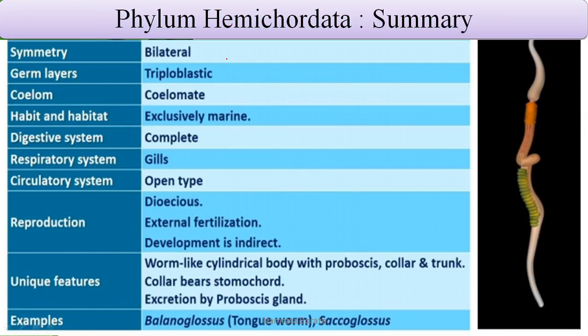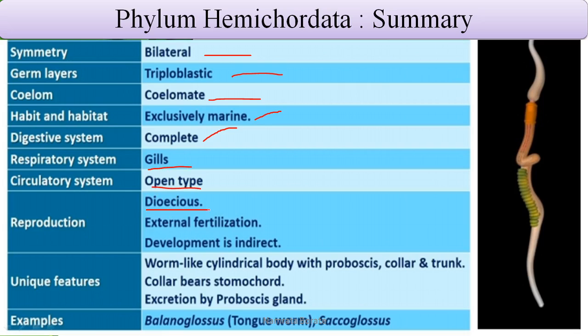What about the significant characteristics of all, that's a summary of the phylum Hemichordata? The organisms show bilateral symmetry. These organisms show three germ layers, that's triploblastic. There is a presence of a true body cavity, that's coelomate. They are exclusively marine. It shows a complete digestive system. The respiration is by means of the gills. The circulatory system is open type.